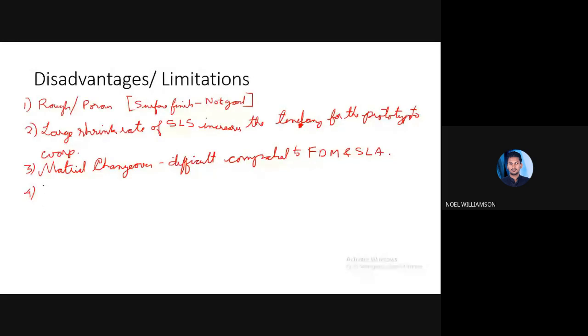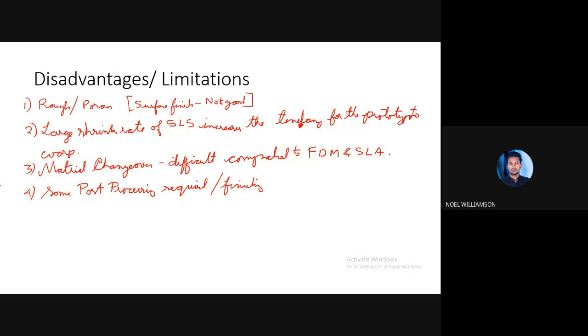So some post processing or finishing operation is required. So these are the disadvantages or limitations. First one, through this selective laser sintering, we are getting a rough or porous surface. So we can say the surface finish is bad, or we are not getting a good surface finish.